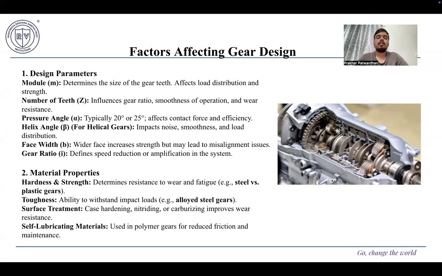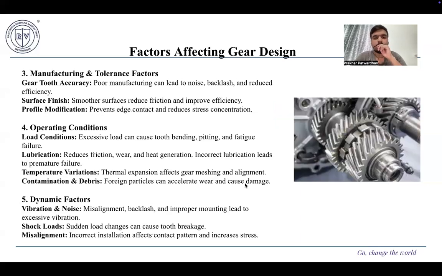It defines speed reduction or amplification in the system. Second is material properties. Hardness and strength determine resistance to wear and fatigue. Steel versus plastic gears. Toughness is the ability to withstand impact loads. Third one is surface treatment: case hardening, nitriding or carburizing improves wear resistance. Fourth one is self-lubricating materials, used in polymer gears to reduce friction and maintenance.